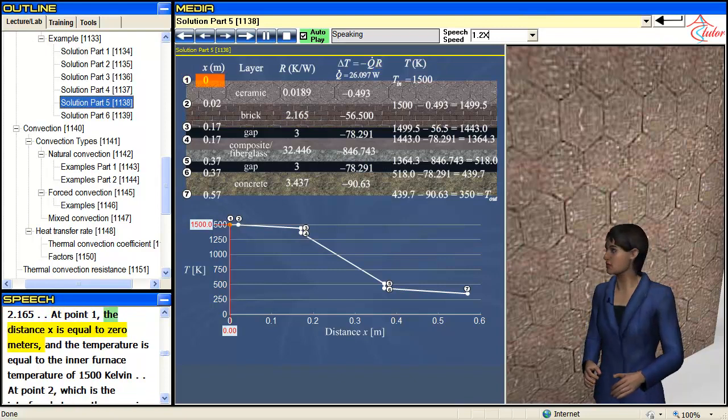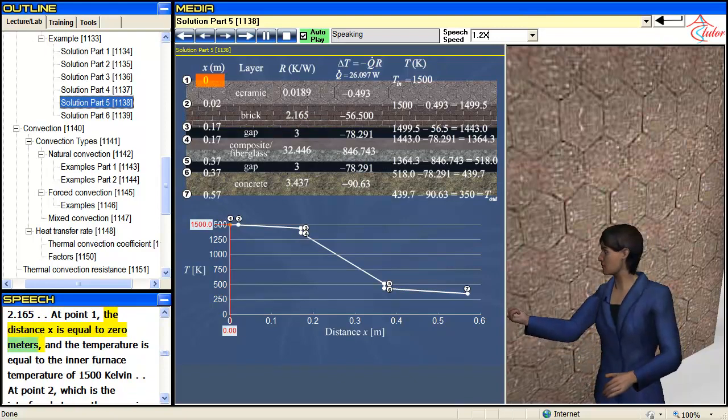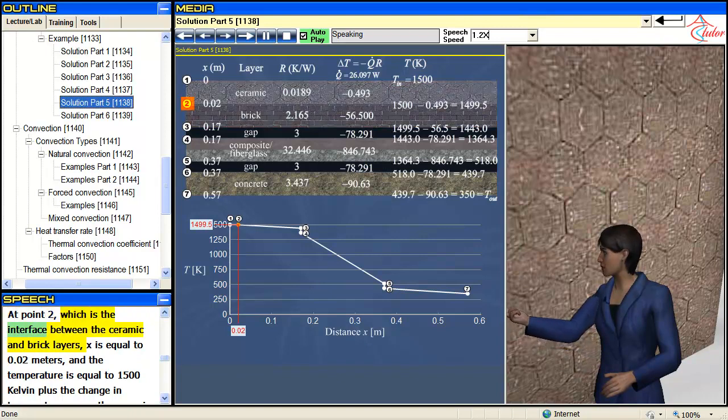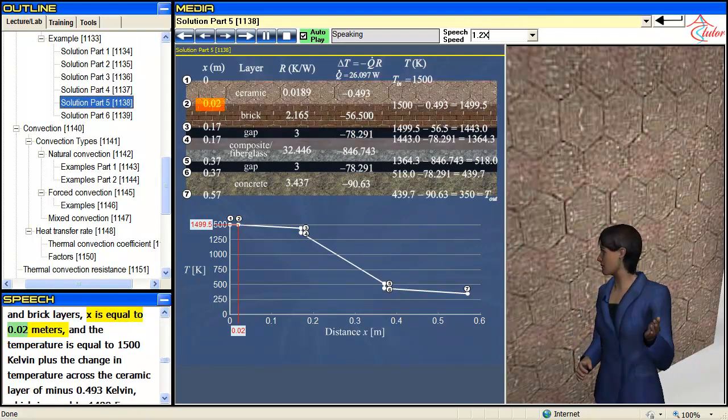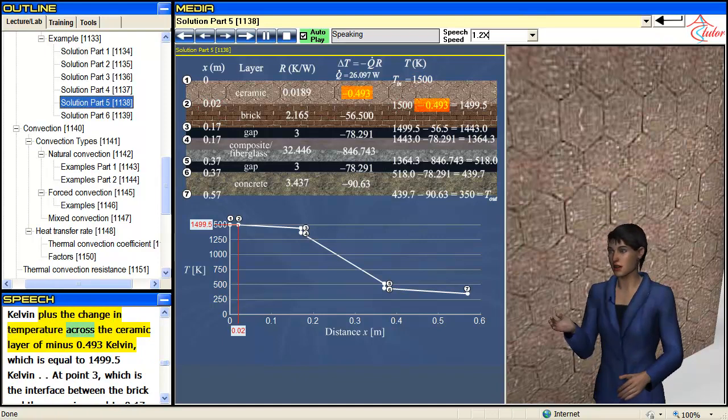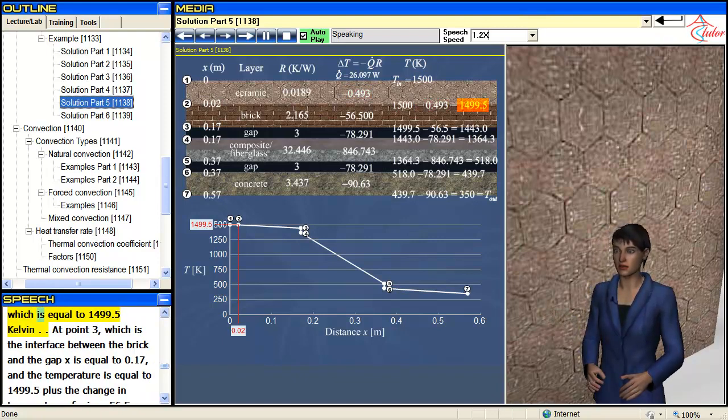At point 1, the distance x is equal to 0 meters, and the temperature is equal to the inner furnace temperature of 1500 Kelvin. At point 2, which is the interface between the ceramic and brick layers, x is equal to 0.02 meters, and the temperature is equal to 1500 Kelvin, plus the change in temperature across the ceramic layer of minus 0.493 Kelvin, which is equal to 1499.5 Kelvin.